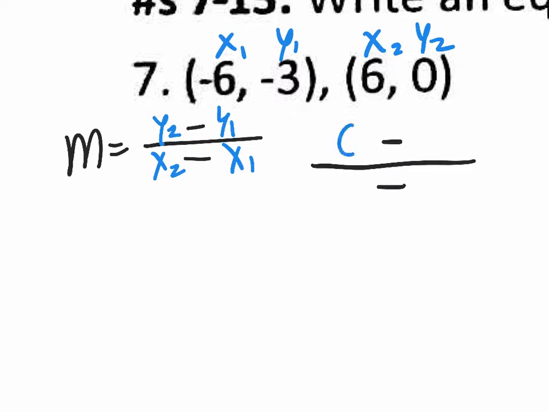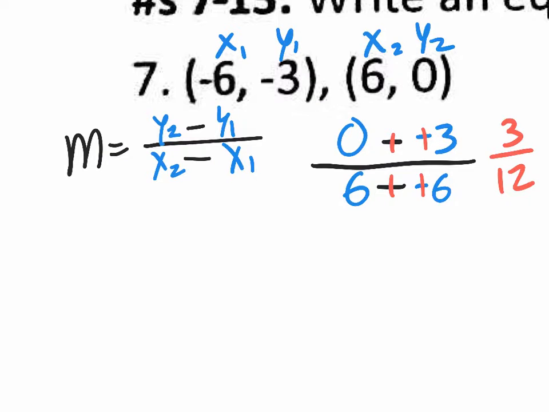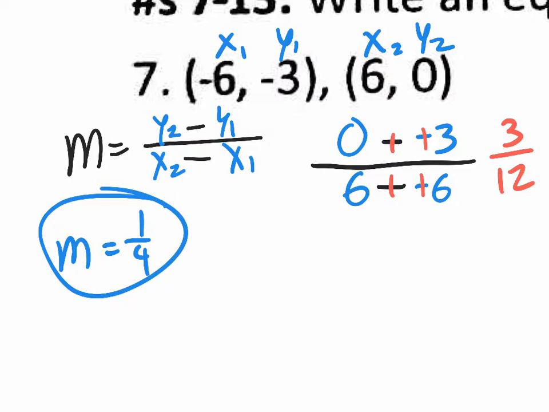So the y2 value is 0, the y1 value is negative 3, the x2 value is 6, and the x1 value is negative 6. The minus minus changed to plus plus. So our new slope is 3 over 12. Now, if you could reduce, reduce. If you could divide, divide. So what is 3 divided by 12, or what's the fraction 3/12 reduced down to? M equals 1/4. All right, perfect. So we have half of what we need.